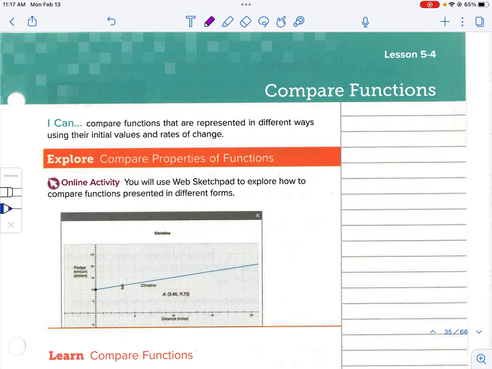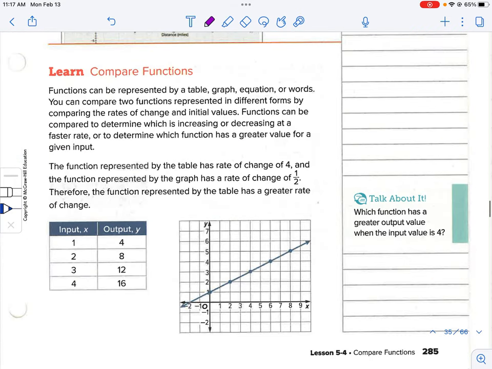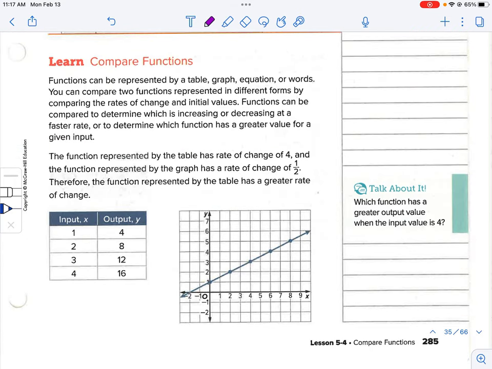We're going to start with comparing functions. Now, we've already talked about slope and y-intercept. Now what we're going to do is take that information and put it all together. Okay, so functions can be represented by tables, graphs, equations, or words. We are going to compare two functions represented in different forms by comparing the rate of change, which is the slope, and the initial value, or the y-intercepts.